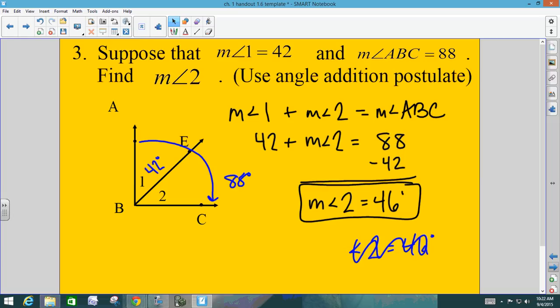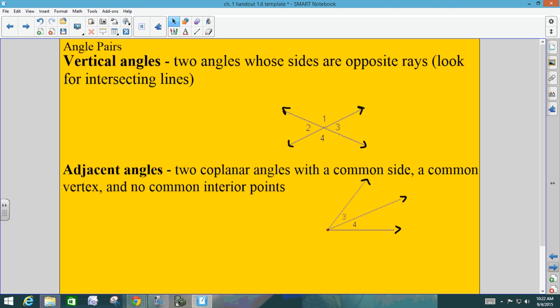Questions on the front side? No, just show me 88 minus 42. Okay, I want you to flip it 2 pages. We're going to go all the way to example number 6.